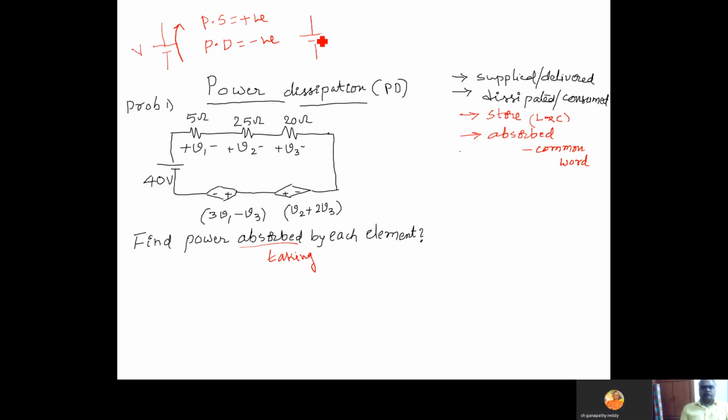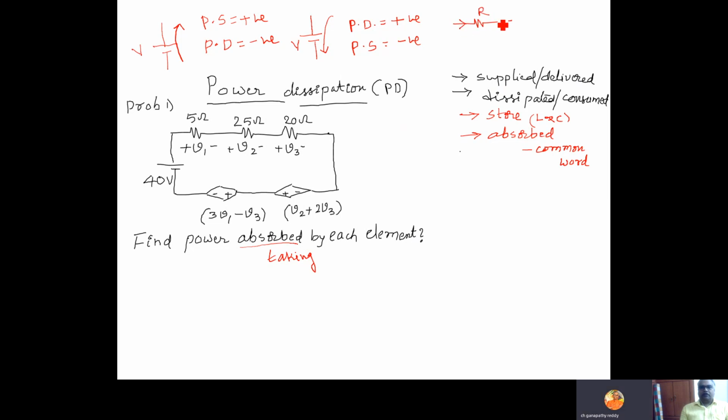Or it can be reversed. For the same voltage source V, if current flows from positive to negative, then power dissipation is positive. If dissipation is positive, then supplied is negative. So a source can supply or dissipate, depending on the current direction. Dissipated and supplied are opposite words.